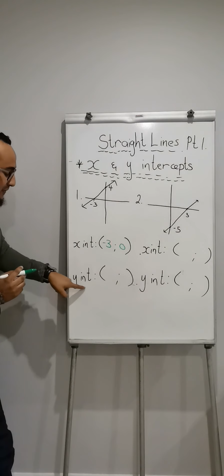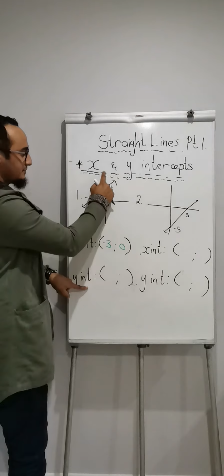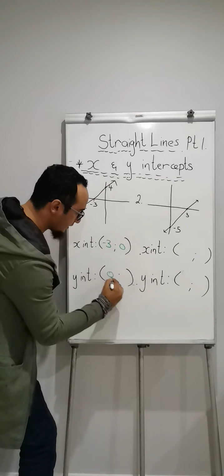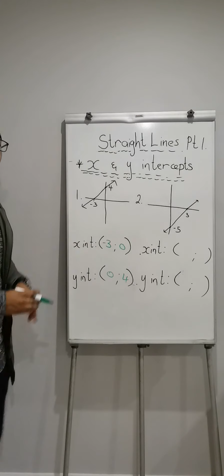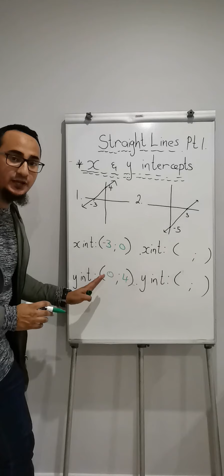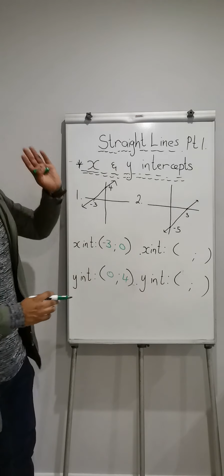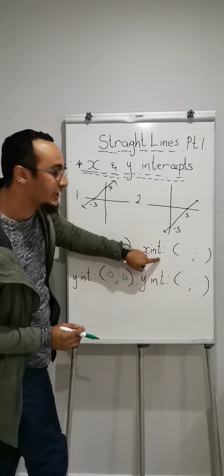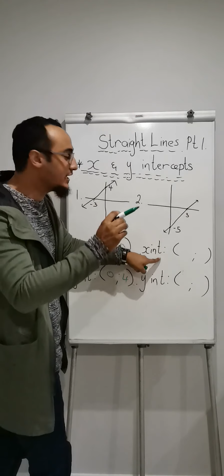Now what's my y-intercept of that same graph? This is my y-axis. What is that point? It is (0, +4). So if I ask you what's the x-intercept and what's the y-intercept, this is what you will give me. How do I find it? From my graph.